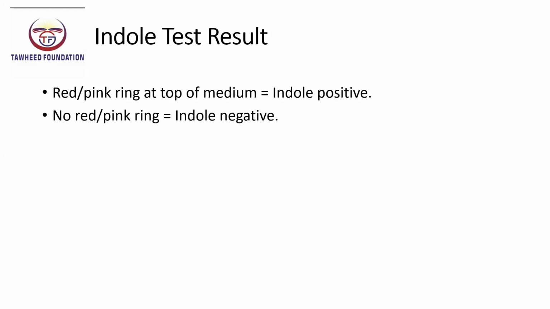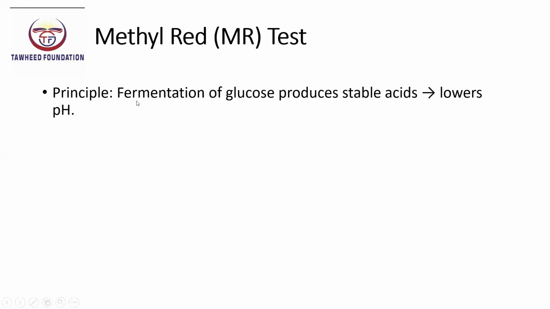Principle behind this indole test is methyl red. Next is methyl red. Principle behind methyl red: the MR test differentiates bacteria based on their ability to produce stable acid end products from glucose fermentation, lowering the pH of the medium.